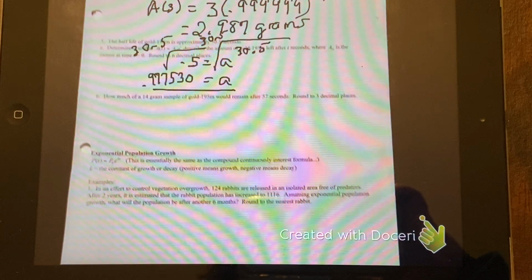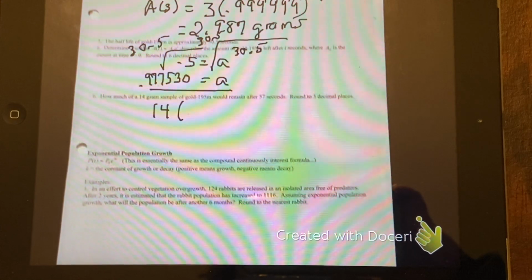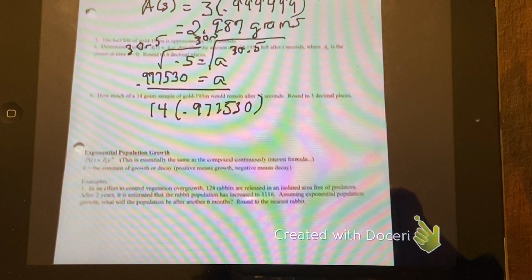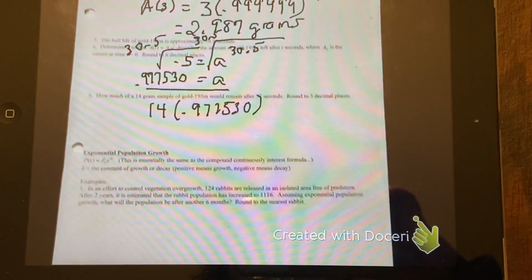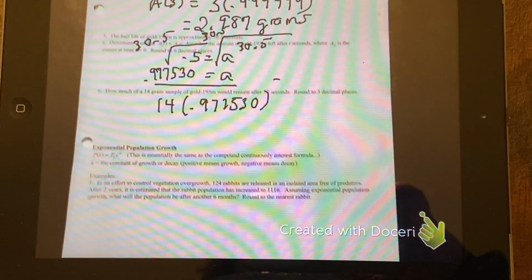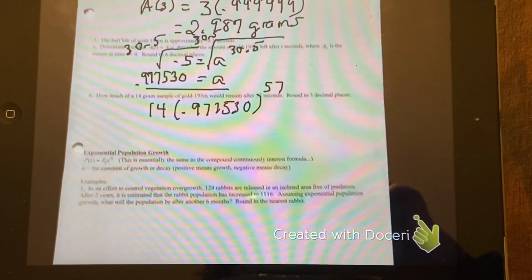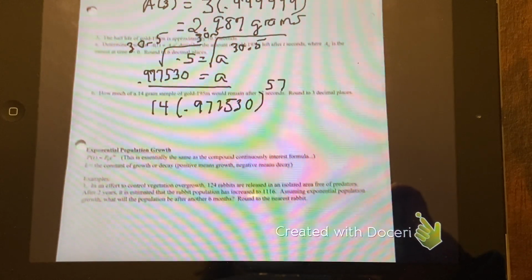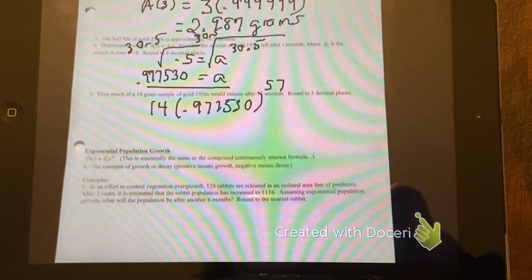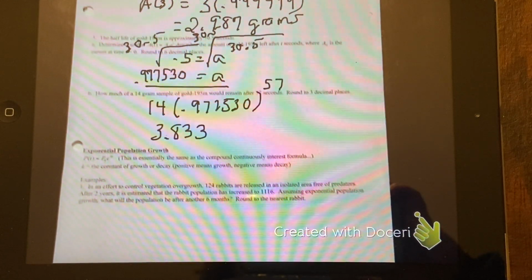is that amount for A. And then it says how much of a 14-gram sample, so I'm going to begin with 14 grams, and then this is my decay rate. Now, notice this is below 1. So if it's below 1, I'm decaying, so that makes sense. And it says 57 seconds. So how much of this gold 195 would be left after 57 seconds? How many grams? You just put that into your calculator, and you get 3.833 grams.